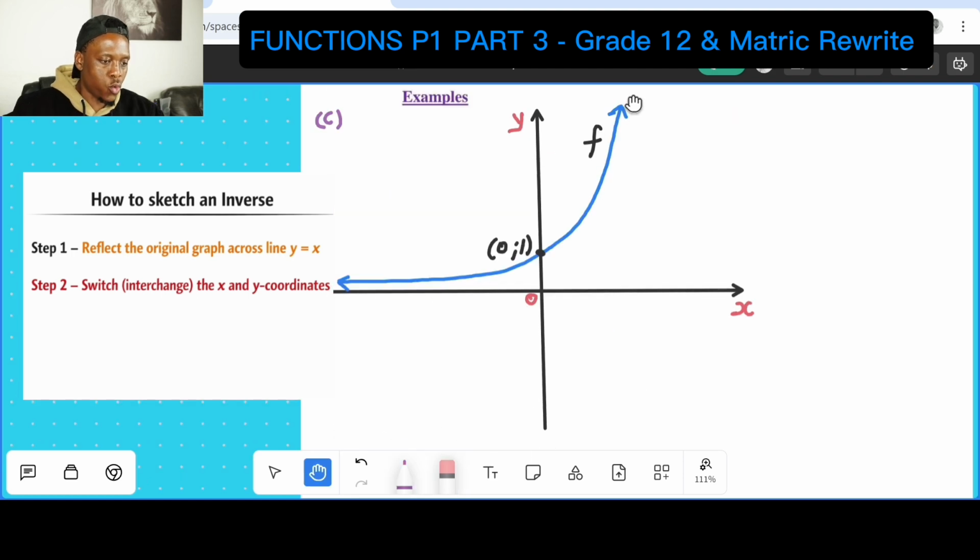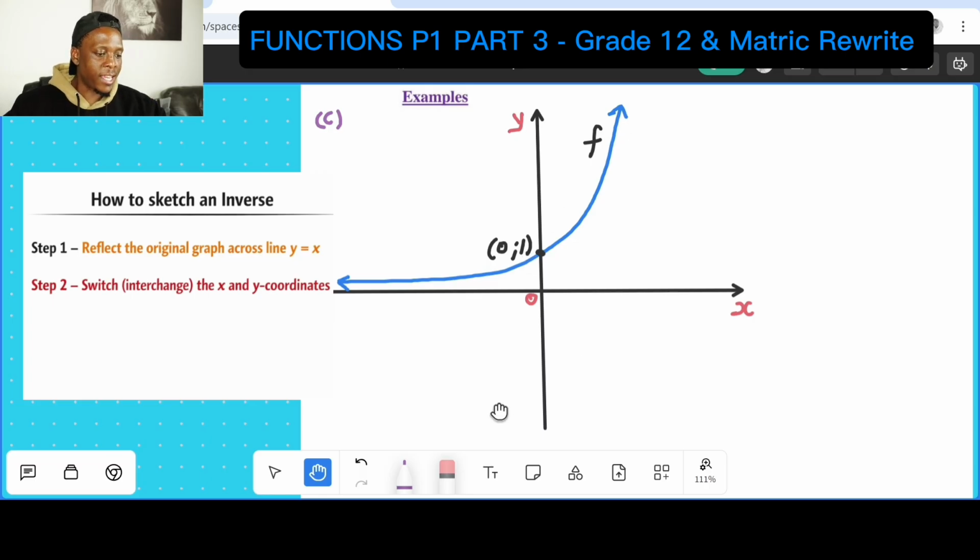Now this next one, the blue graph here, is a popular one. If you check past exam papers, you will see it trending a lot. So this is an exponential function. We are going to draw its inverse, which is going to be a log function. Sometimes you are given a log function, and then when you reflect it, its inverse is an exponential function.